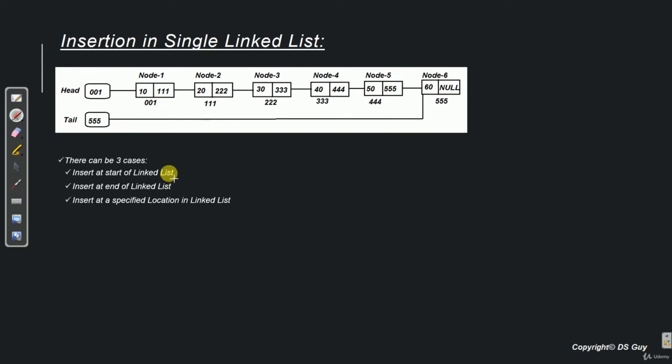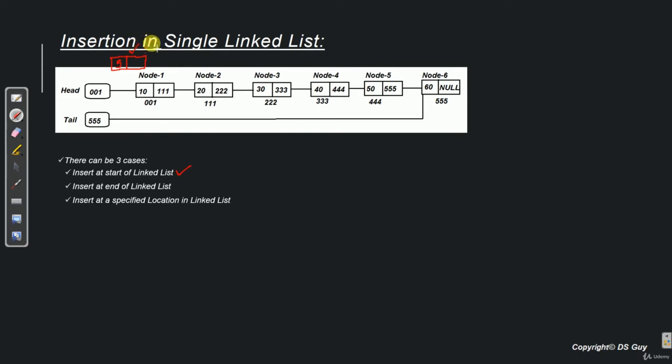So the first scenario is we want to insert a new node at the start of a linked list. For that, the steps are very simple. First we have to create a blank node. So let's say this is our blank node. Now the next step is we have to insert our desired value in this node. Let's say we want to save value 5 in this. Now the next step is we have to link this node before node 1, since we want this node to be the first node in this list.